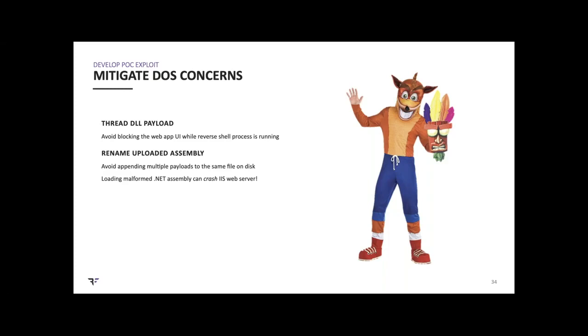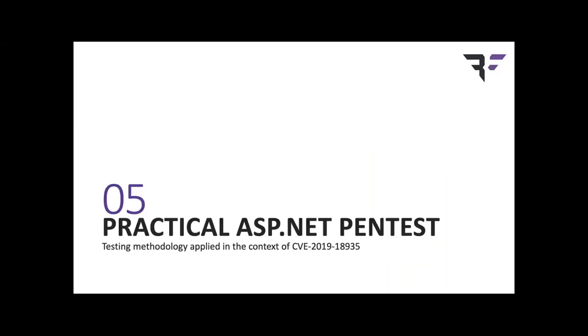And then I also renamed the uploaded assembly on disk remotely. The reason for doing that is because of the way Telerik UI uploads files: say you upload 2 files of the same name, one file doesn't overwrite the other, but instead the second file is appended to the first one that got uploaded. And that can form what ends up being a malformed .NET assembly and can crash the web server when it's attempted to be loaded into memory. So you should always consider when developing an exploit, what can go wrong here? Because you really don't want to cause a denial of service.